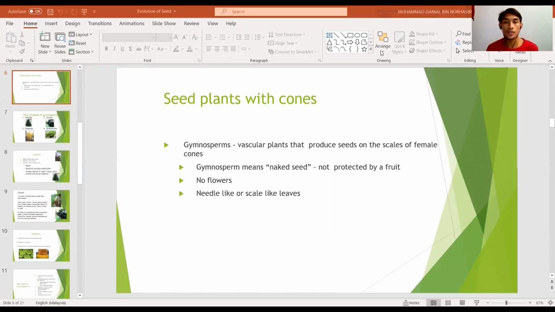Okay, so we proceed with the seed plants with cones. Actually, a seed plant with cones is a gymnosperm. A gymnosperm is a vascular plant that produces seeds on the scales of female cones. And for your information, gymnosperm means naked seed, which means the seed is not protected by a fruit. Other than that, gymnosperms also have no flowers, and they have needle-like or scale-like leaves.